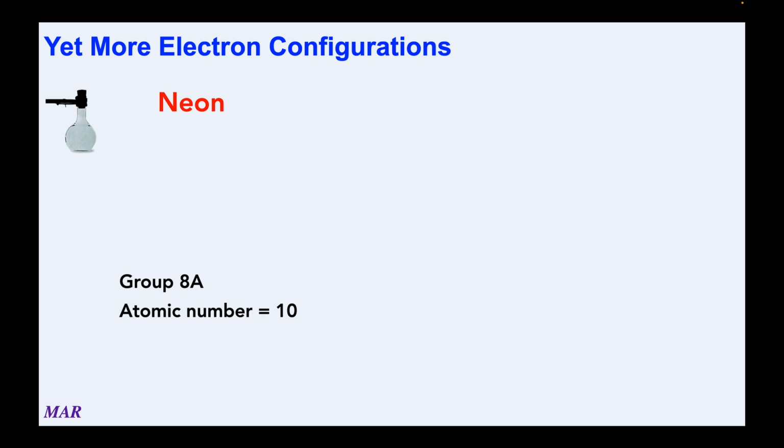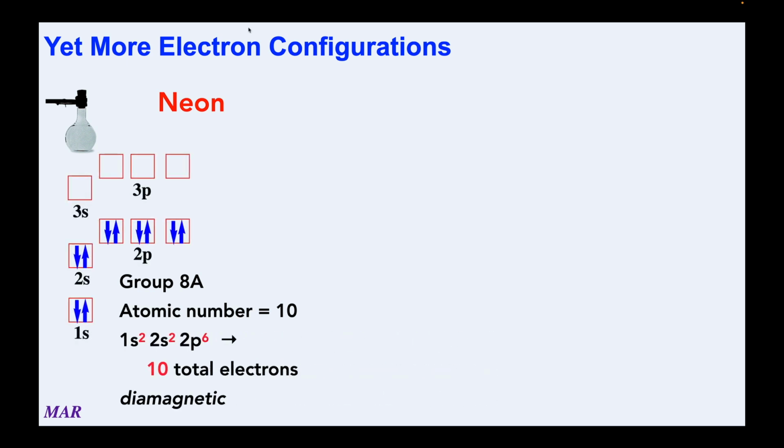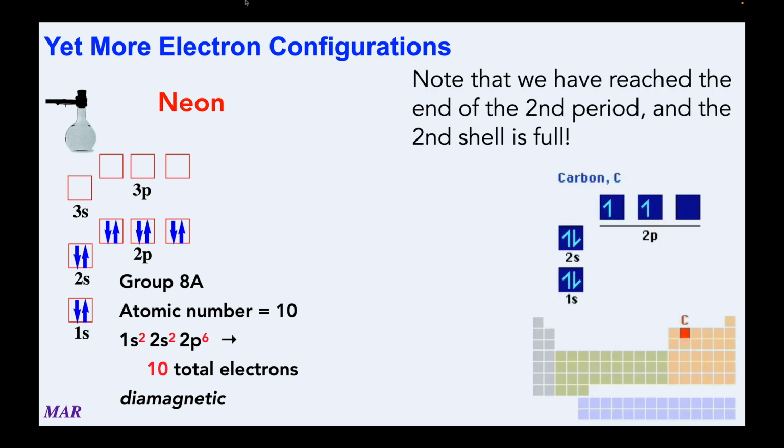When you get to neon, you have 10 total electrons. That's 1s2, 2s2, 2p6. And at this point, all of the electrons are paired up. Everything has a pair. So neon is definitely diamagnetic. All right, no interest in magnetic fields. So this is now the end of the second period, and periods go left to right on the periodic table. So at this point, everything is paired up.